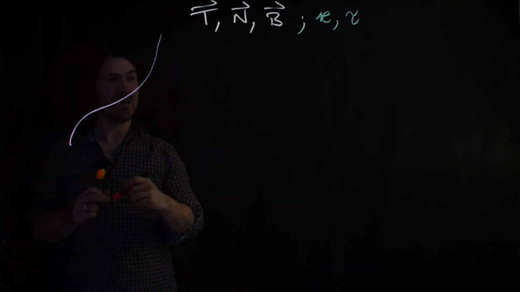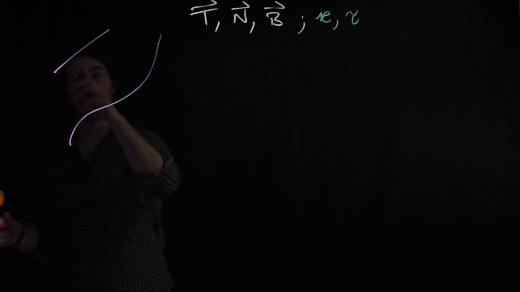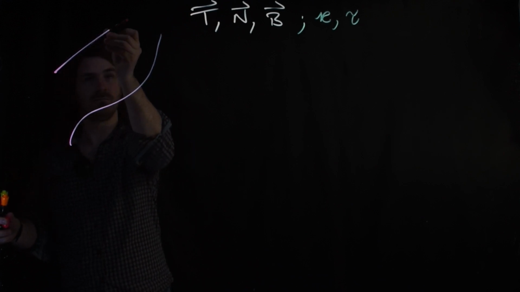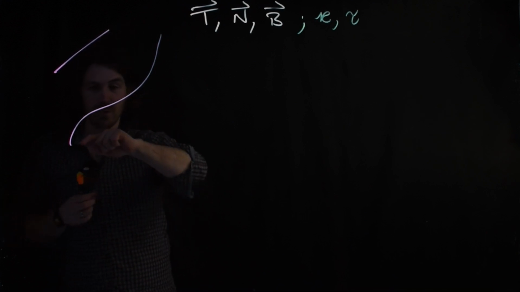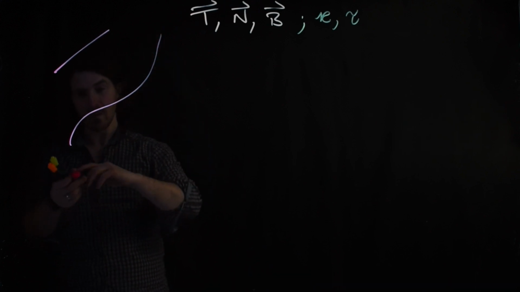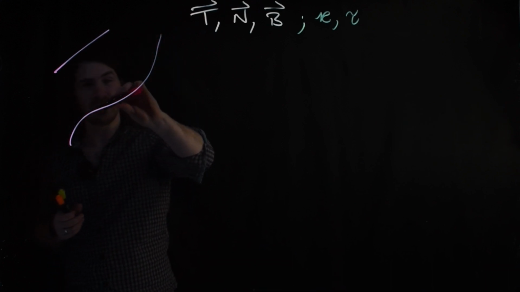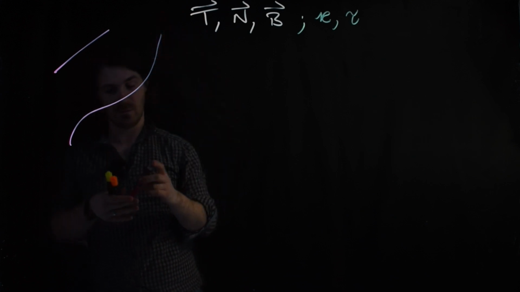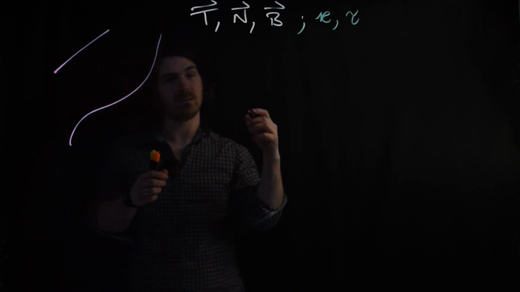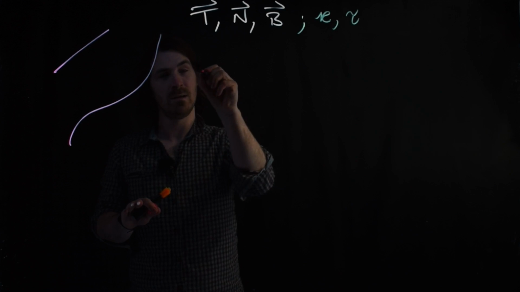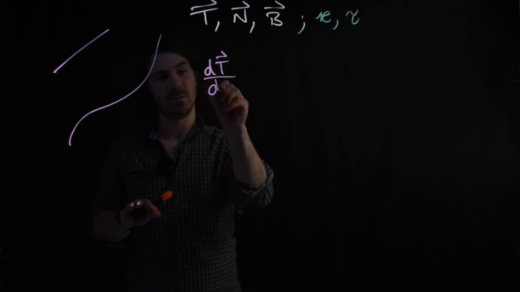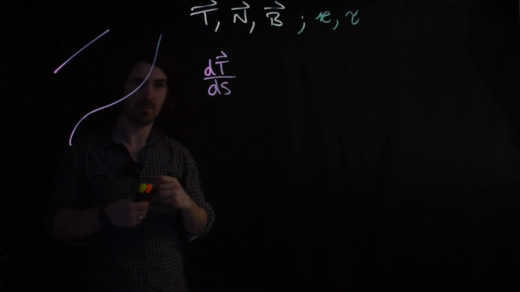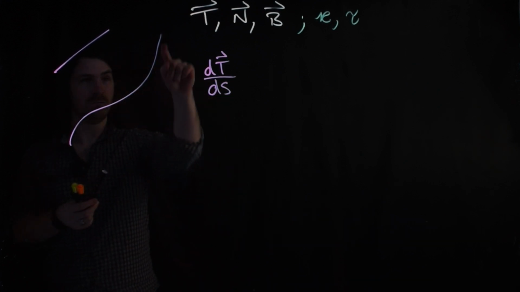So for a straight line, we saw this tangent vector was constant. It always points in this direction and it's a unit vector, so it's constant. But for a more general curve, as we see, the tangent vector changes along the curve. So this means that there's a quantity, the change in the tangent vector as we move along the curve. This will be non-zero.